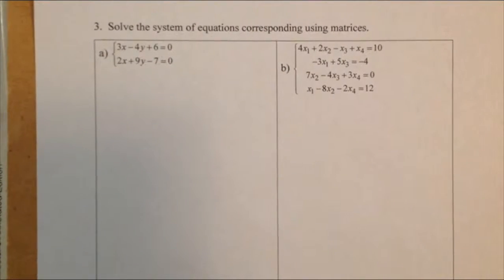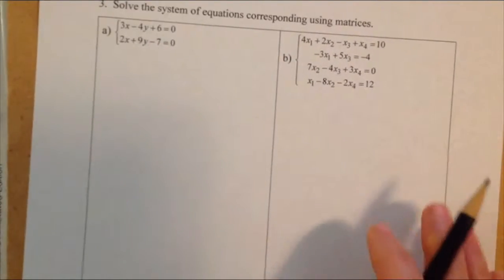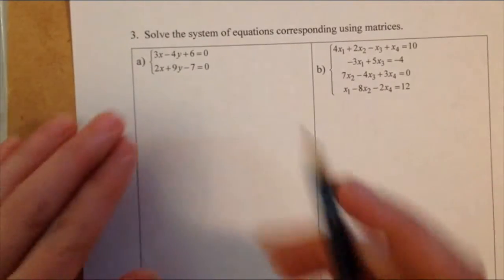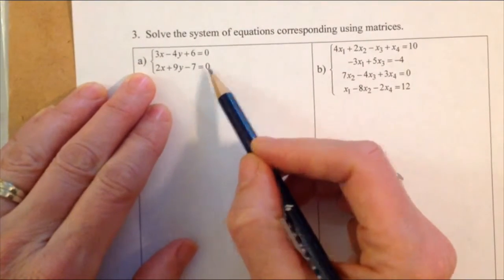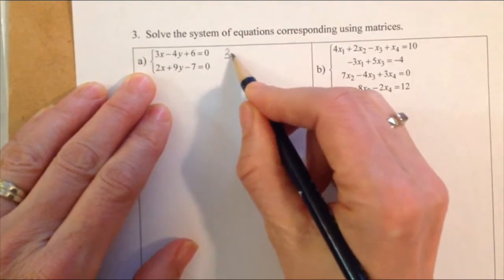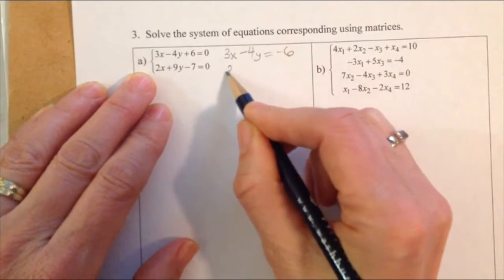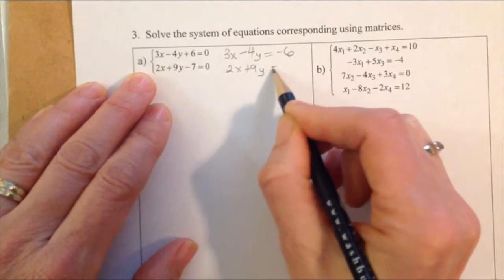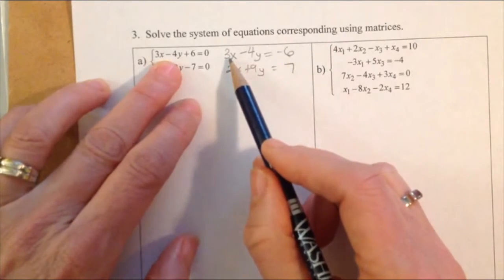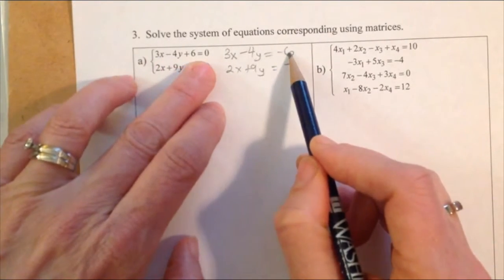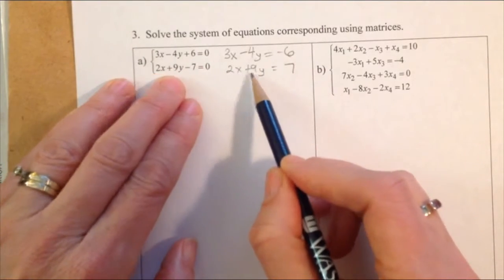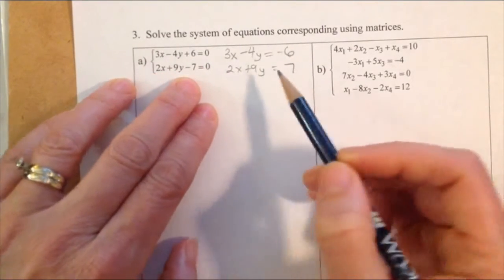Alright, we have a system of equations that we want to solve using matrices. So the first thing that we want to do is rewrite this so that we can put it in as an augmented matrix. That means to bring the constants to the other side of the equation. So the first equation becomes 3x minus 4y equals negative 6, and the second is 2x plus 9y equals 7.